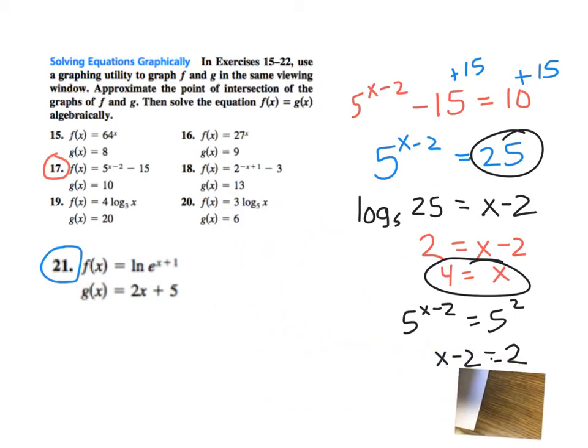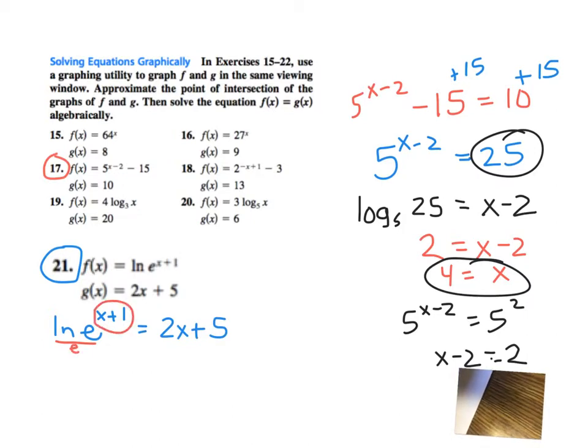Okay. Problem number 21, I'm not going to do the graph, I'm going to leave that up to you, but I would simply set those equal to each other. I know from my properties, ln of e to some power, since ln is base e and we have e to some power, it's just equal to the x plus 1. They're inverses of each other, so ln and e to some power should undo each other and leave that exponent. So I'm simply left with x plus 1 equals 2x plus 5.